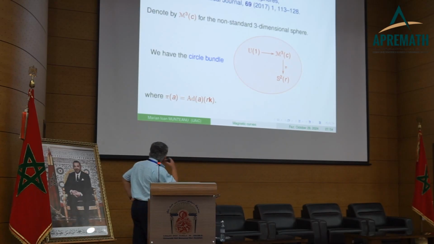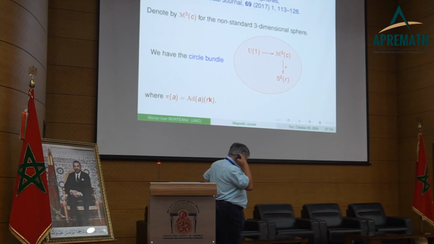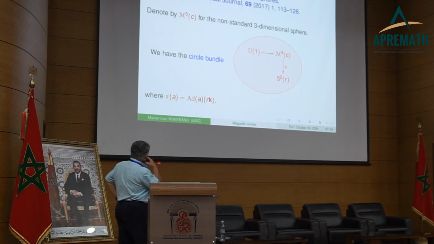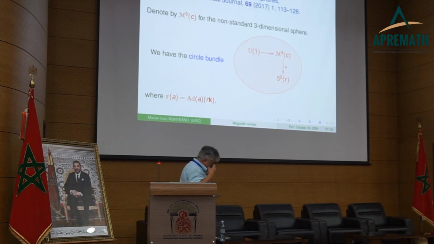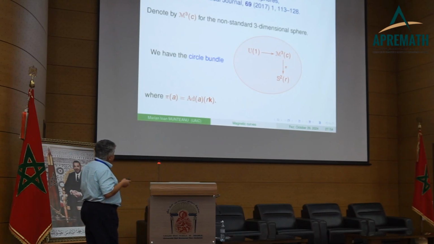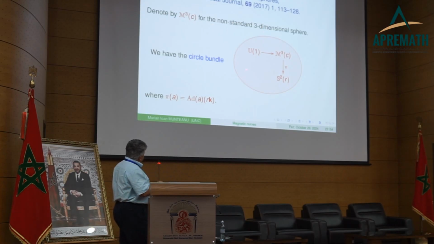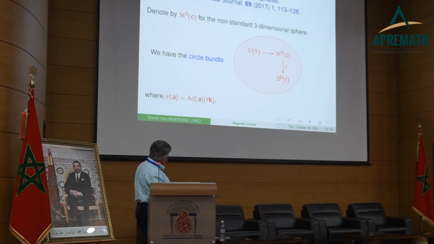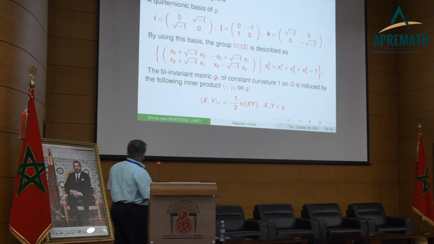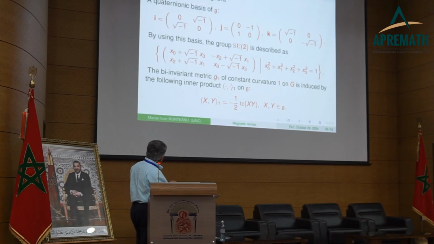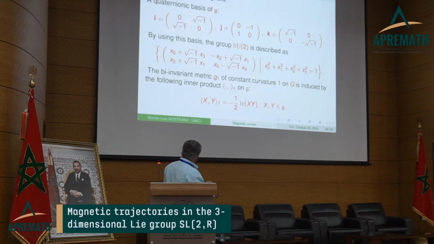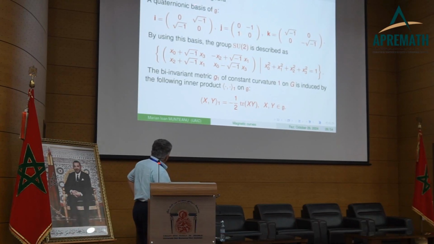Okay. So, let me see what happens in Berger spheres. Okay, so we are interested in the periodicity of magnetic trajectories in the Berger sphere. So we have M^3 of C, the non-standard sphere. Okay, so we have this circle bundle. Here is a canonical projection. We remember the model, so we take SU(2), with g its Lie algebra, and we have the quaternionic basis of su(2), namely g, I, J, and K.